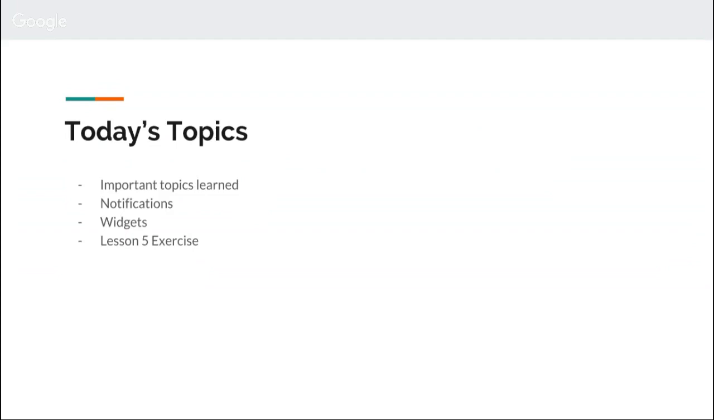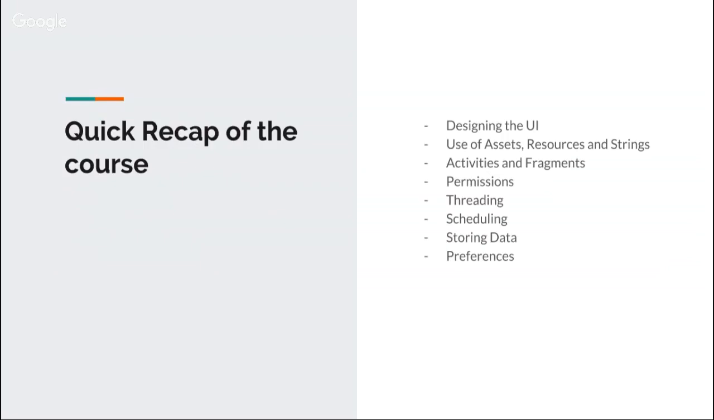So let's begin with a quick recap of what we have learned in the course, right? First of all, we learned how to design the UI. We saw that designing the UI is not as trivial as just putting edit text buttons and all the components in the screen, right? We have to take care about the margins, the colors, how they interact, what we want the user to focus on.